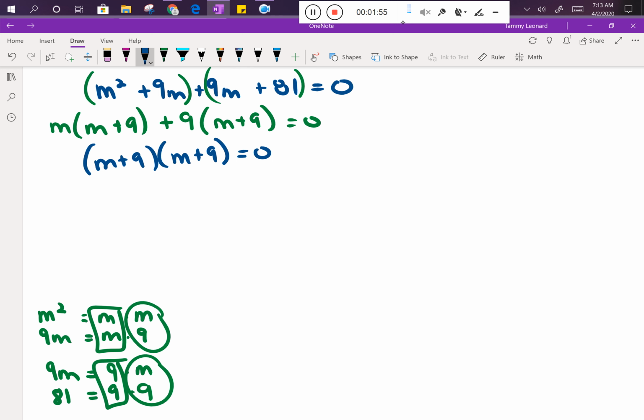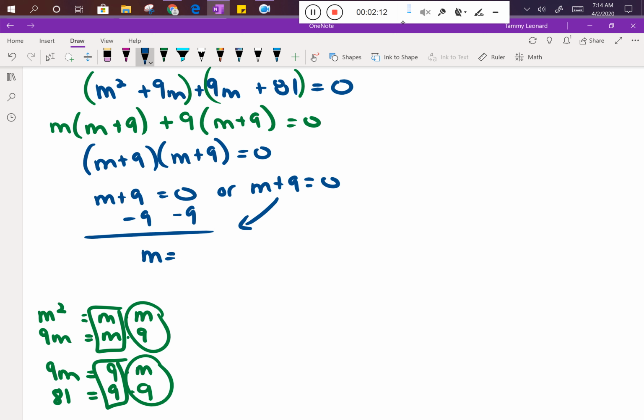So each of these factors needs to be set equal to 0, but we notice that they're actually the same. So I don't really need to do this out twice. It's going to give just one answer. We're going to subtract 9 from each side, and m equals negative 9. That's our only answer in this problem.